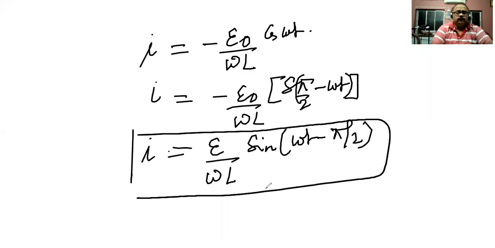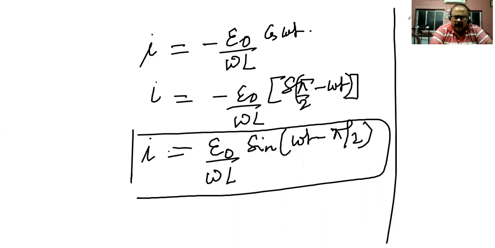So I is equal to E naught by omega L, that is sine of omega t minus pi by 2. So we can say, a very interesting concept that we have got over here. Here I is equal to, therefore, I naught sine of omega t minus pi by 2.